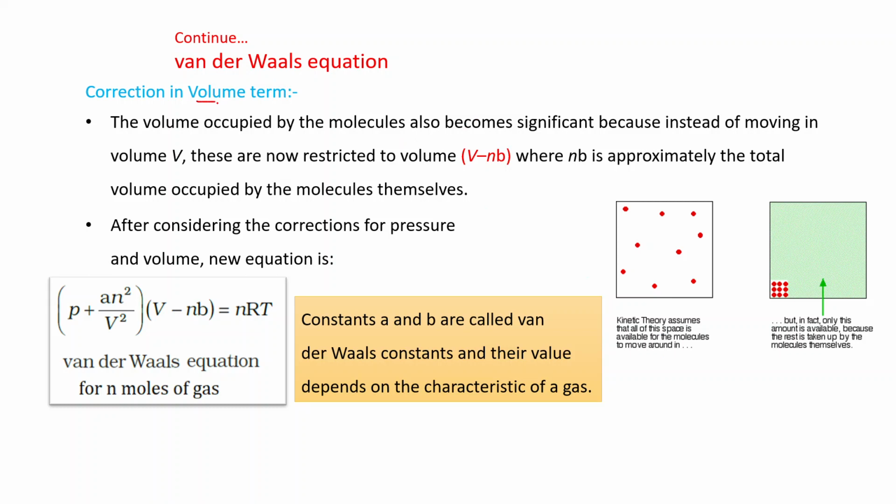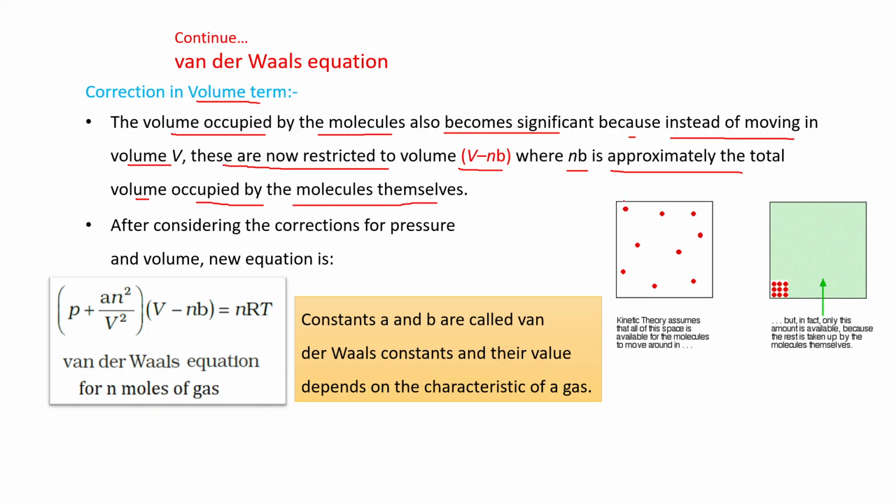Now, correction in volume term. Again we have discussed that when pressure is high, the actual volume occupied by the gas molecules cannot be neglected compared to the volume occupied by the gas. The volume occupied by the molecules also becomes significant because instead of moving in volume V, these are now restricted to volume V minus nb, where nb is approximately the total volume occupied by the molecules themselves.